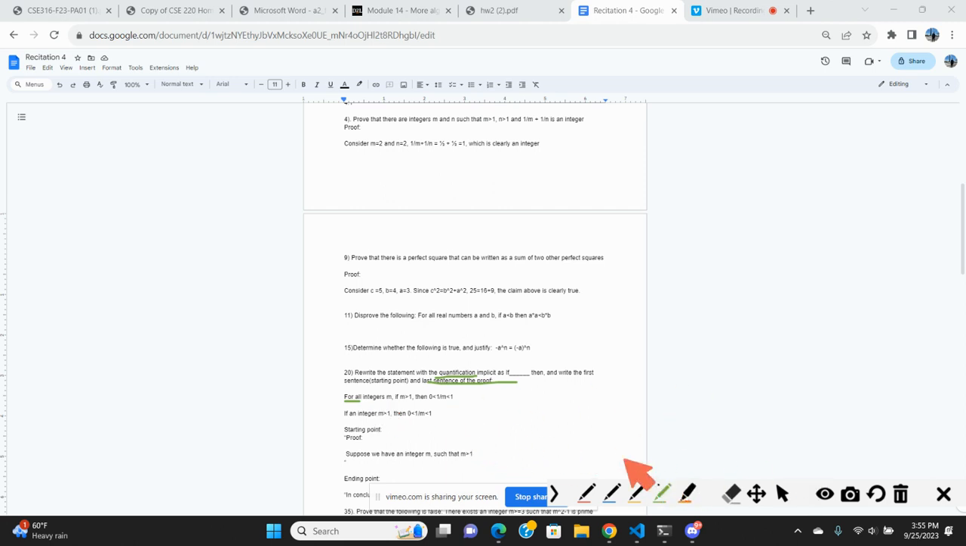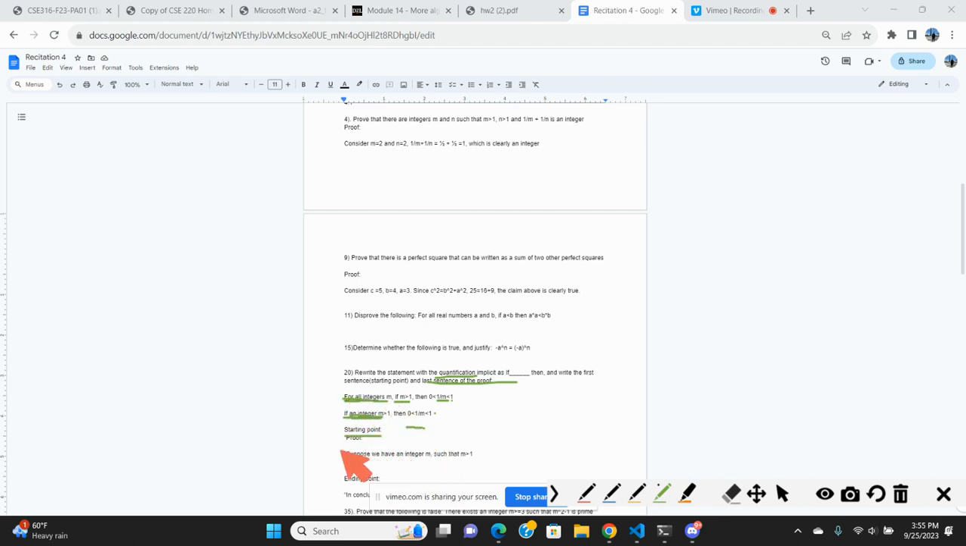And so we can rewrite the following statement, given that for all integers m, if m is greater than 1, then 0 is less than 1 over m less than 1. We can say if an integer m is greater than 1, then 0 is less than 1 over m less than 1. And this wording, saying that if an integer m, kind of implies that m covers the generality of the set of integers. So this is the same thing as saying for all integers m.